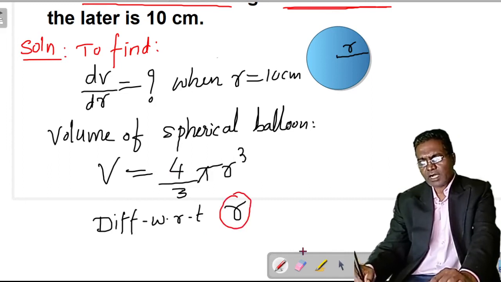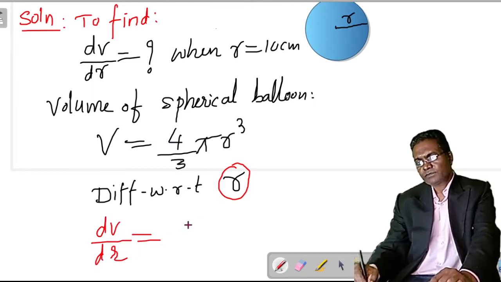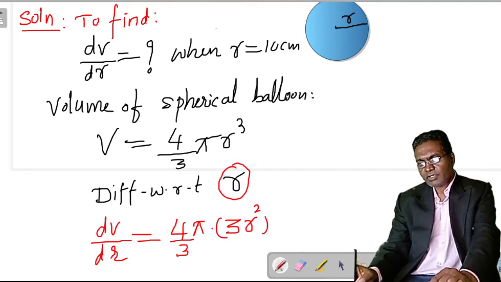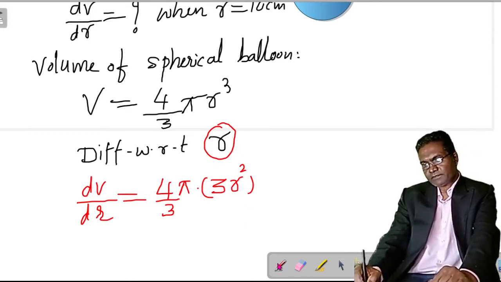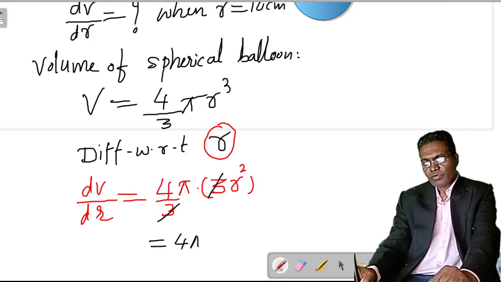Differentiate with respect to r. Okay, so dV by dr is equal to 4 by 3 pi as a constant. This is all constant. Now differentiate r cube with respect to r. So this is 3r square, because you are differentiating with respect to r. So the derivative of r cube is 3r square. Now 3 cancels. 4 pi into r square.